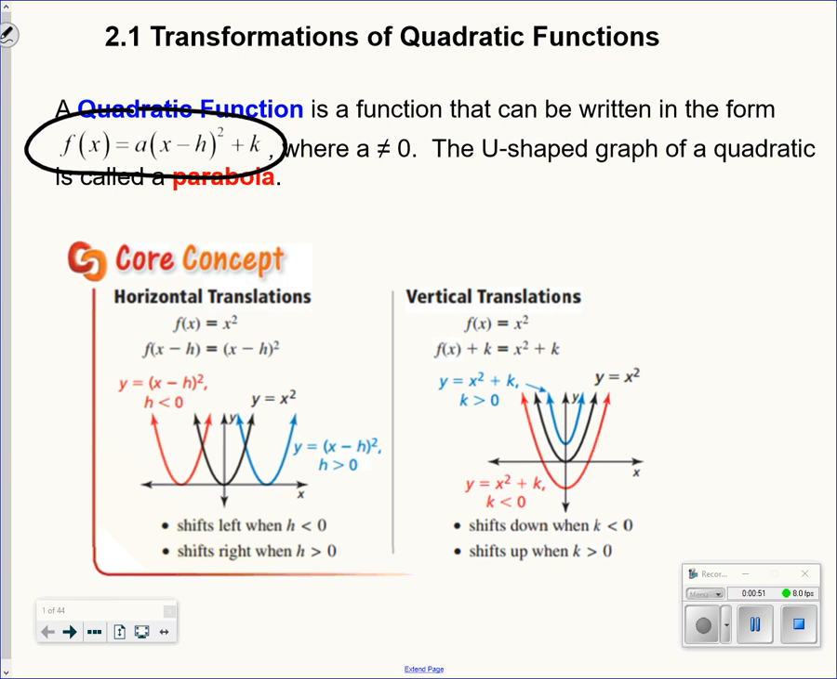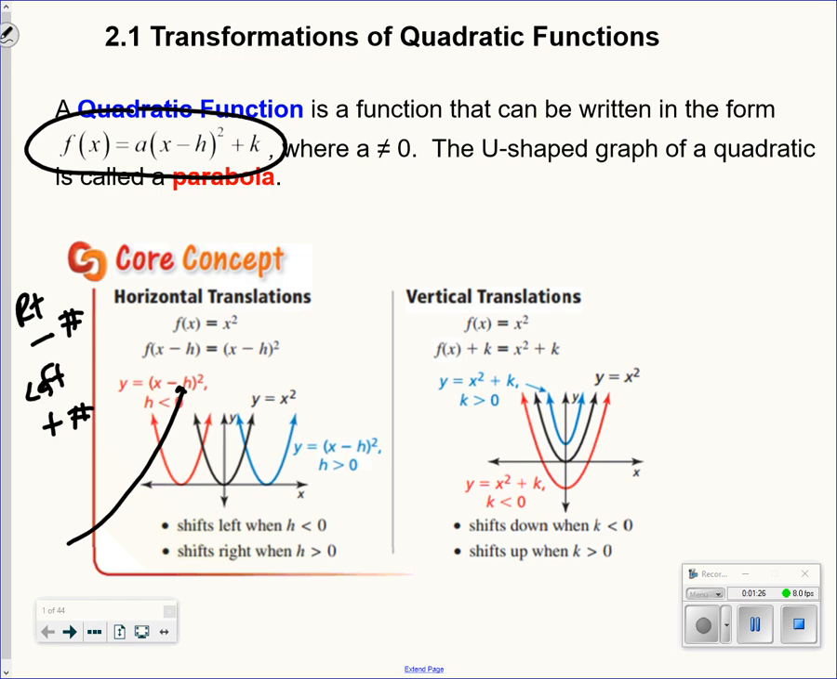So again, all of this causes something different. So let's go through this. If I want to translate something left or right, that is the h. So I'm going to draw an arrow here, the h value. If I want something to go to the right, I would subtract the number from x. If I want something to go to the left, then I would add the number. So a translation left or right is inside the parenthesis with x in a quadratic.